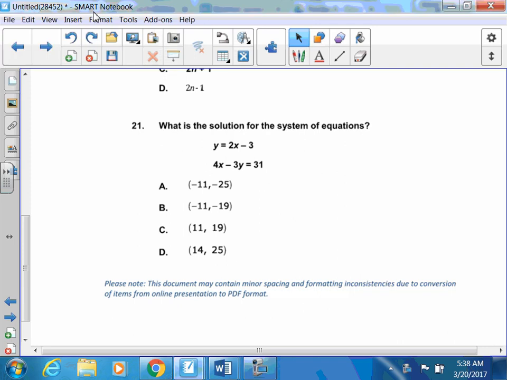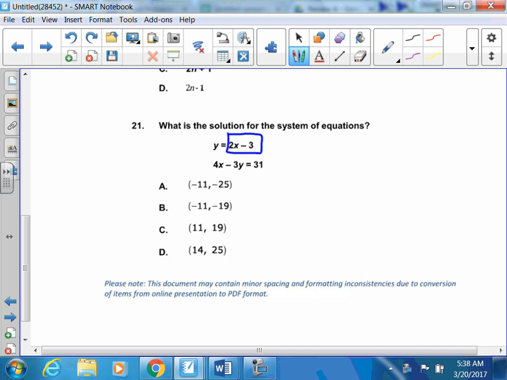All right, 21, what's the solution for the system of equations? We have a couple of ways we can do this. We can do it by substitution or elimination, or we can actually plug in the ordered pairs. Since this is solved for y, I'm actually going to go ahead and do this by substitution.